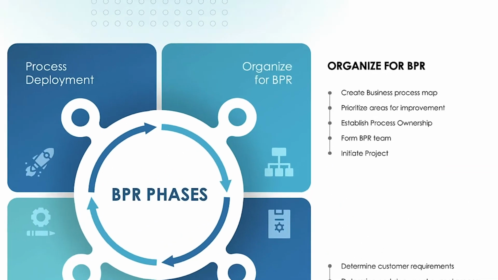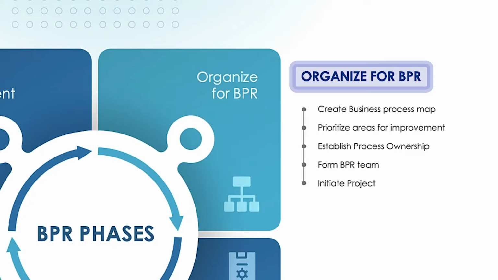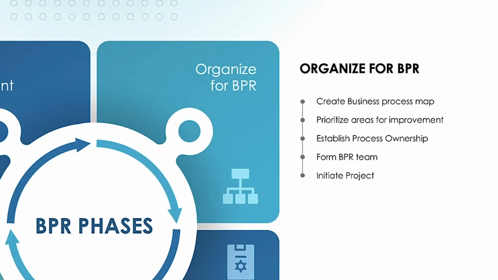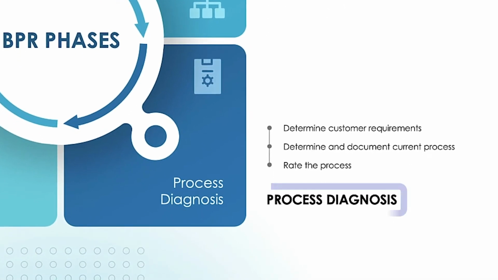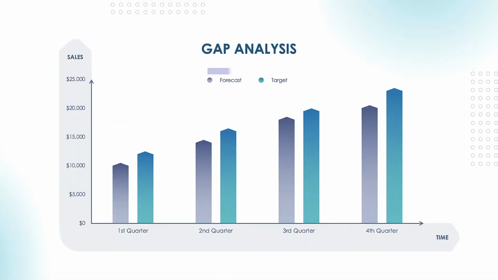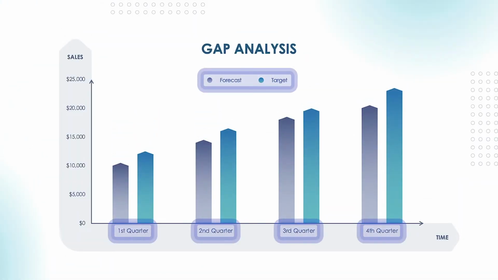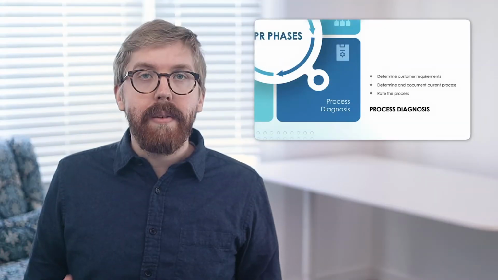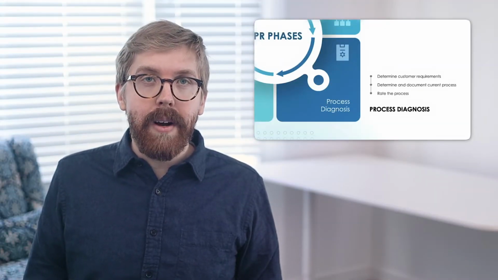The first stage is organize. Execs create a process map, prioritize areas for improvement, establish who will own each process, and then initiate the project. Second comes the process diagnosis. This stage usually entails a gap analysis or similar tool to evaluate how effectively the process meets your goals. Then, rate its ability to meet its customer requirements.